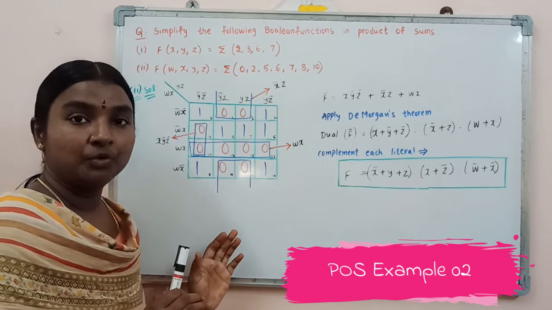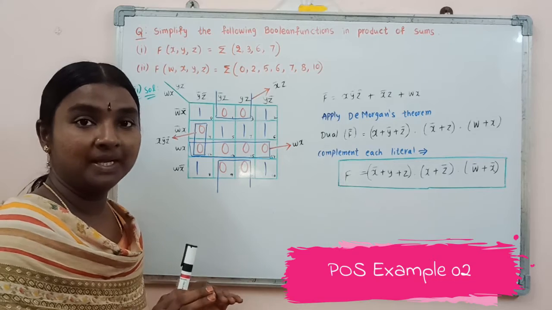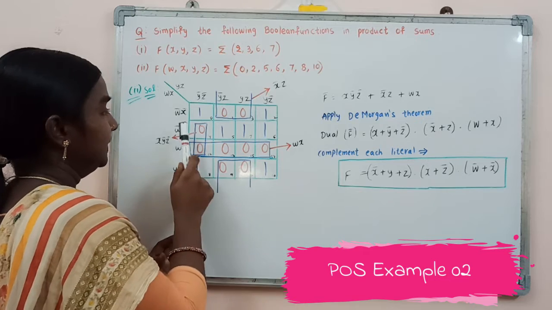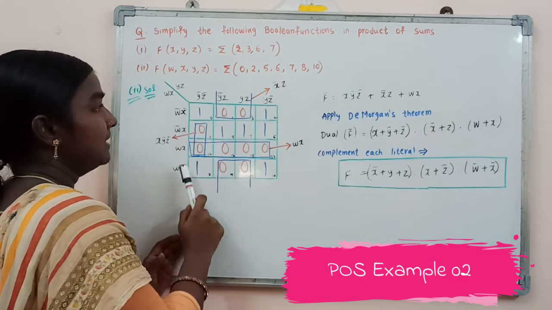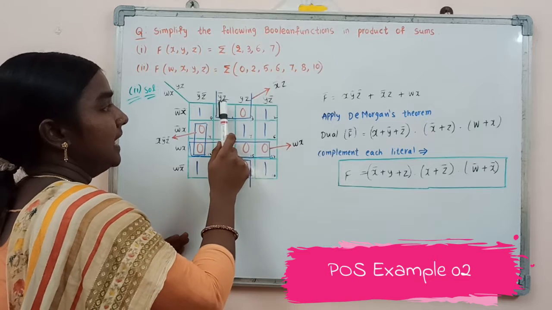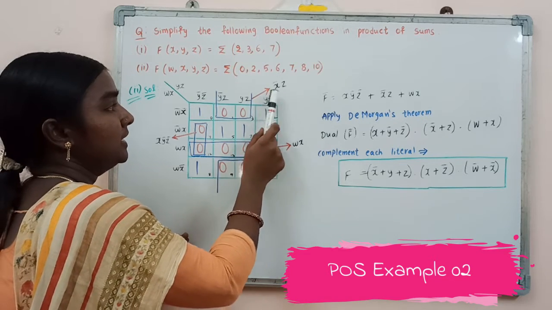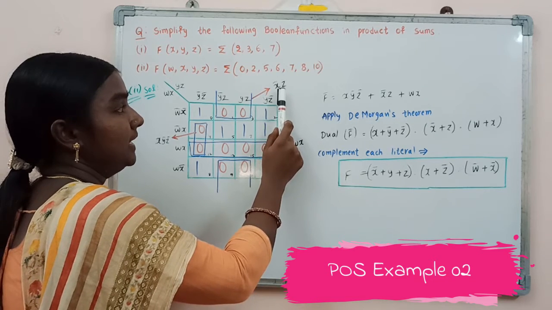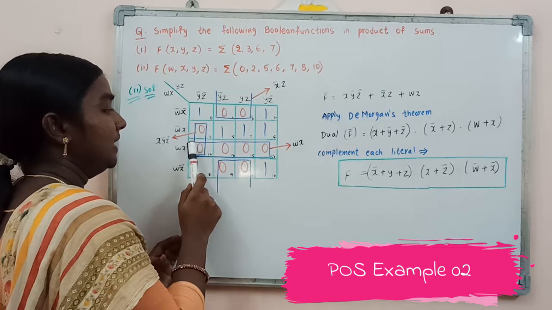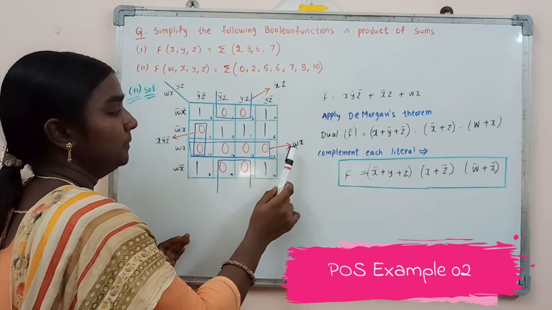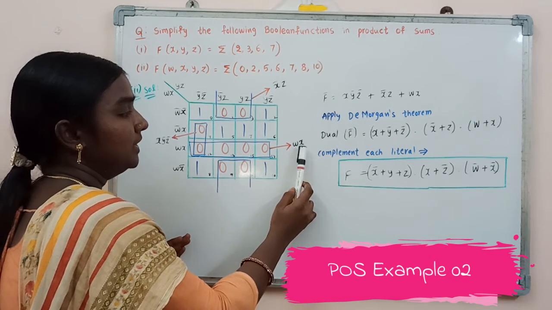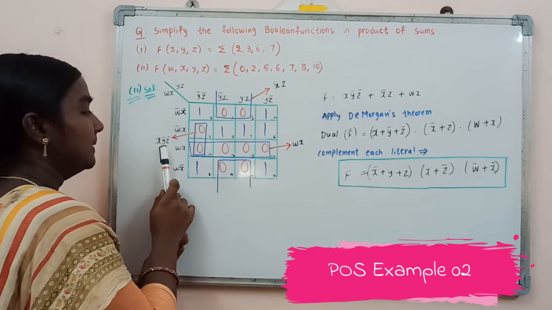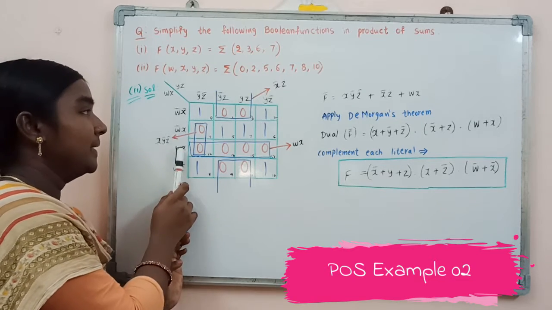Now after grouping, we need to write the prime implicant for each group. Now for this group, W variable is changing, X bar will be common. And Y variable is changing, Z variable is common. So for these 4 zeros, the prime implicant will be X bar and Z. Now for this group, the prime implicant can be W and X. Now for these 2 zeros as a group, the prime implicant can be X is common, Y bar, Z bar is also common.